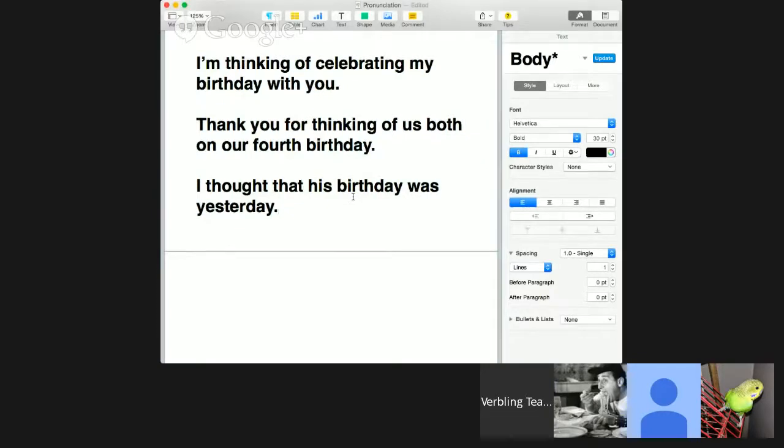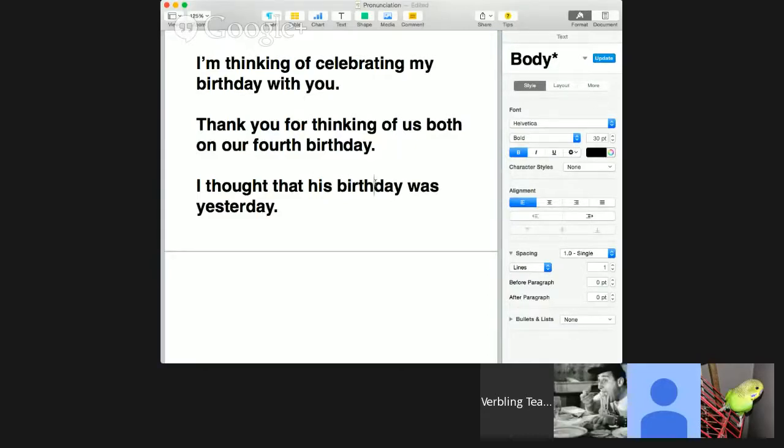I'm thinking of celebrating my birthday with you. Thank you for thinking of us both on our 4th birthday. I thought that his birthday was yesterday. Well done. Don't forget with birthday, just imagine that it's two separate parts, Salvatore. We don't want it to sound like birthday. We want the birth and then the day. So birthday. Birthday. Perfect. That's much better. Well done. Giselle, your turn.